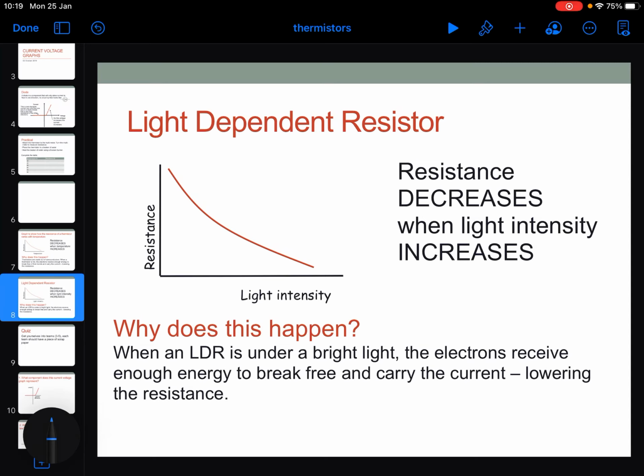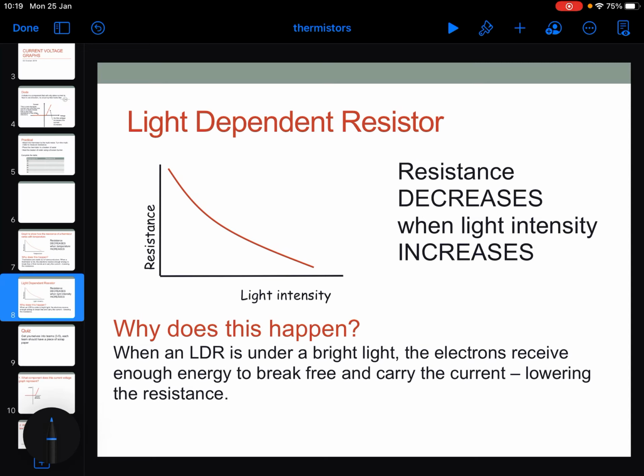Now you might be thinking, where would I use something like this? Where are these relevant? For a thermistor, you could use it in your heating. I'm pretty sure most of you will have what's called a thermostat in your houses, and that is something that's set to a certain temperature. And when it gets cold, the heating turns on so that it warms your house up.